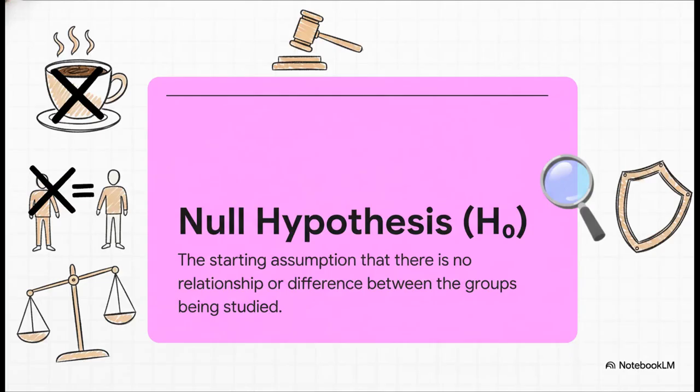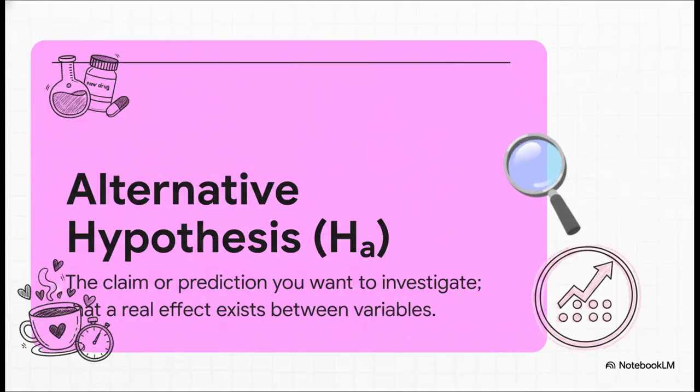Every test begins with something called the null hypothesis. Now, the easiest way to wrap your head around this is to think of the legal system: innocent until proven guilty. The null hypothesis is the innocent part. It's the boring default assumption that there's nothing going on. No effect, no difference. The coffee does absolutely nothing.